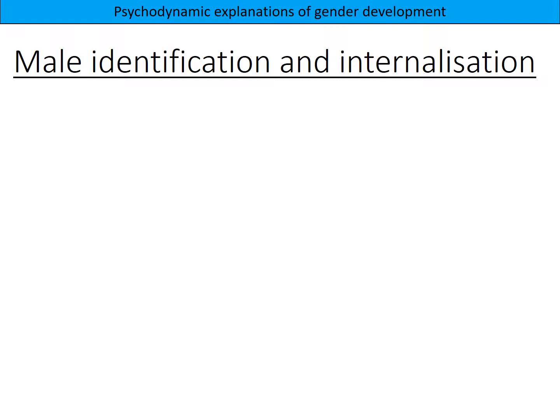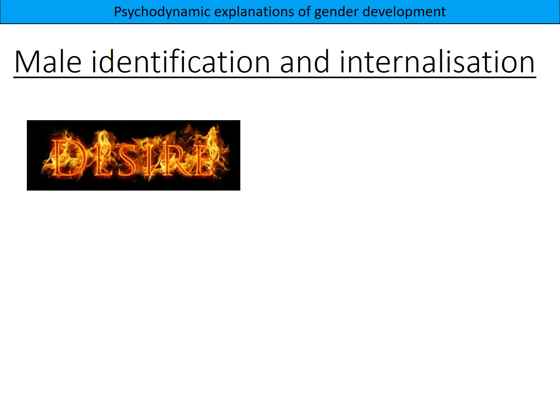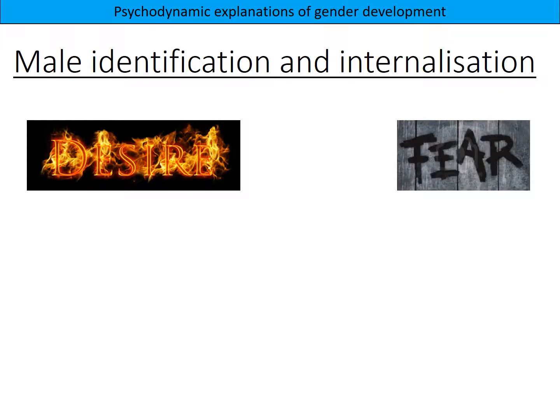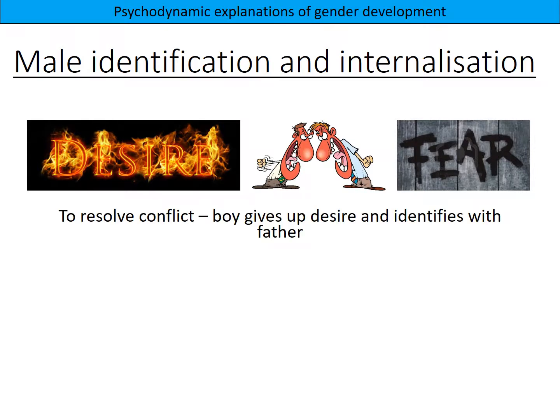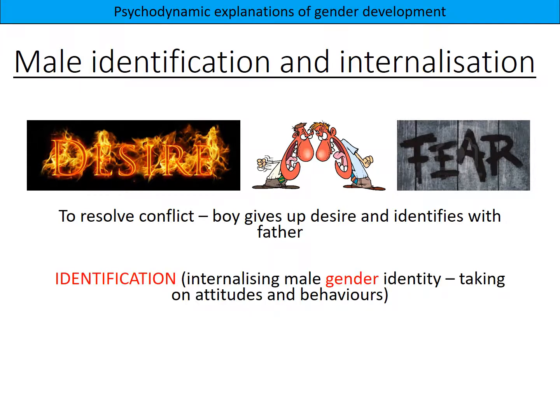This takes us on to how they identify with the father and how they internalise the father's behaviours. The unconscious conflict going on with the boys at this age is their unconscious desire for their mother versus their fear of their father, and this is what causes the conflict. To resolve this conflict, the boy gives up the desire and identifies with his father. Identification means internalising the male gender identity, so taking on those attitudes, taking on those behaviours to become more masculine, to become more male.